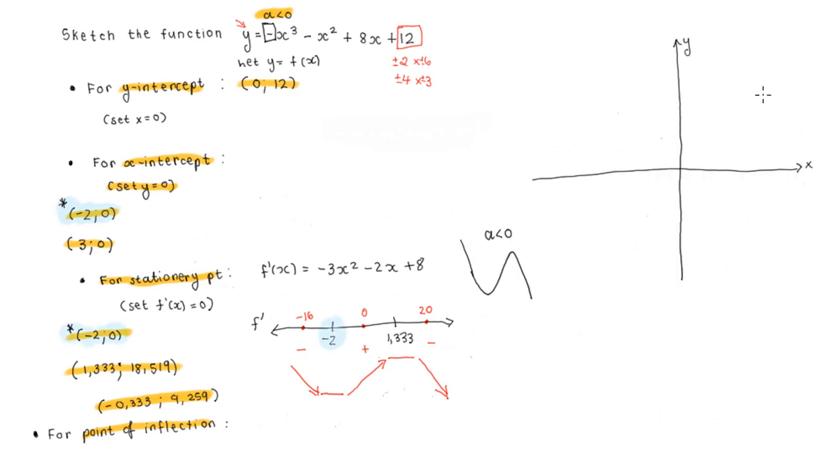So here we go, we have our coordinate axis on screen. Now we know that from the shape, we need to go down and bounce, and then we need to go up. And this maximum is at 1.3 recurring, and the corresponding y value there is 18. And we need a y-intercept at 12. So we're going to go down, bounce, come up, peak, come back down.